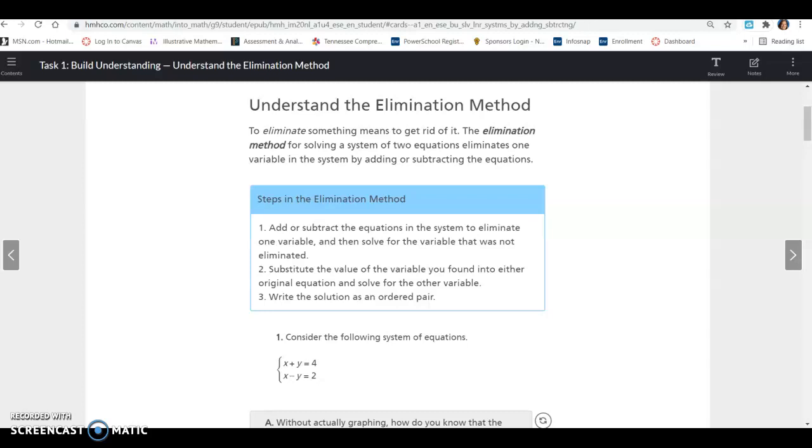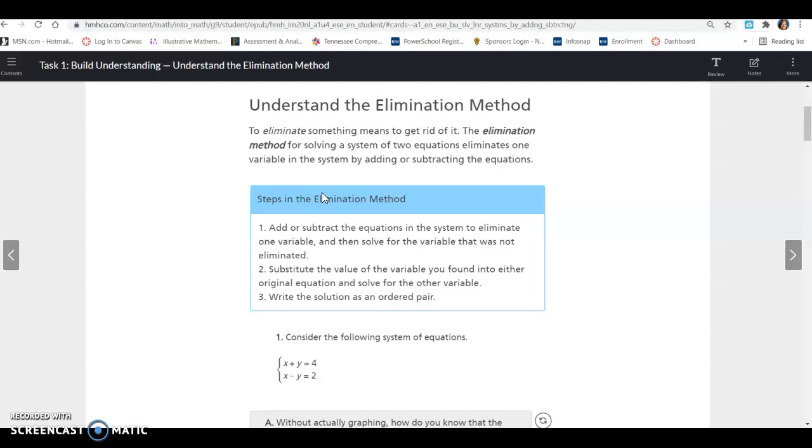Alright, today we're going to look at lesson 9.3 in your textbook, and this is on solving systems by elimination. So we're going to look at how to add and subtract two equations together to eliminate one of the variables. Alright, this is task 1 if you want to follow along. To eliminate something means to get rid of it.